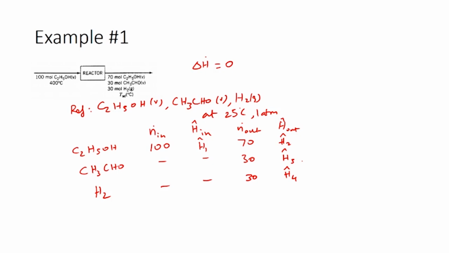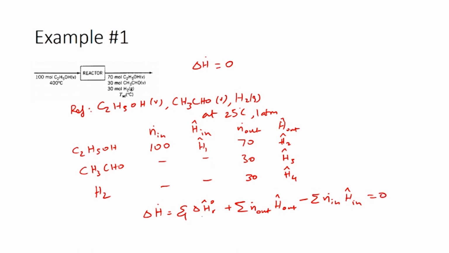Let us go ahead and do that. Your delta H dot would be equal to xi times delta HR plus the sum of N dot out times H cap out minus the sum of N dot in times H cap in. So, this value would be equal to 0.